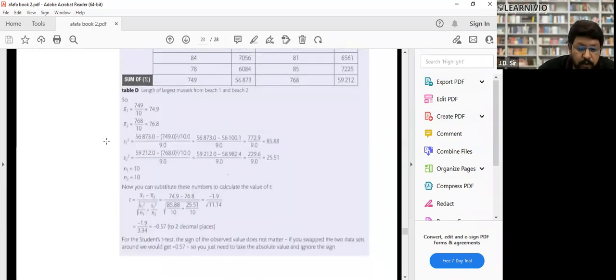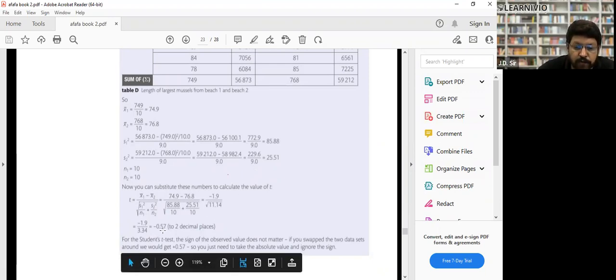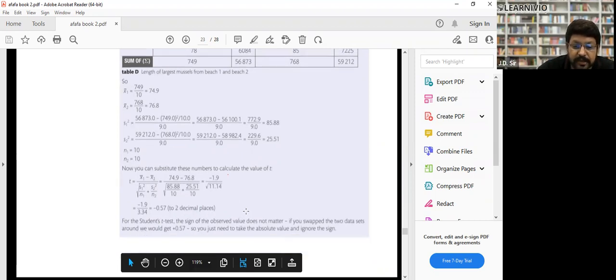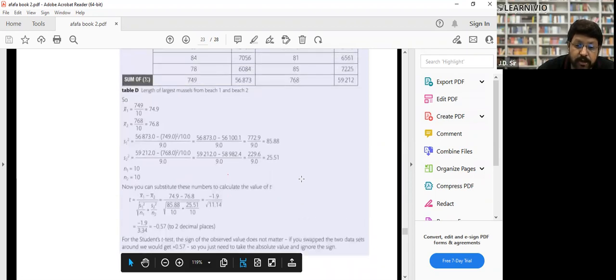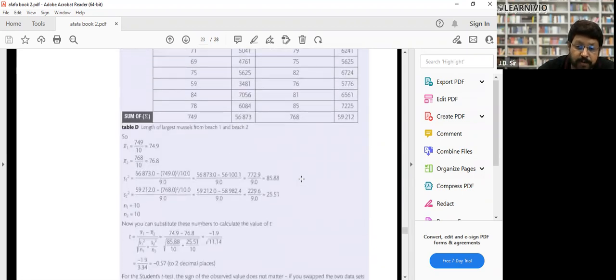Now they have solved the same thing, but you won't get the question this way, to get the value. I haven't seen that; you will get this kind of question. Then again, they got the value 0.57, and it is minus 0.057. So the sign does not matter, right? And this value is not less than 0.05, right?